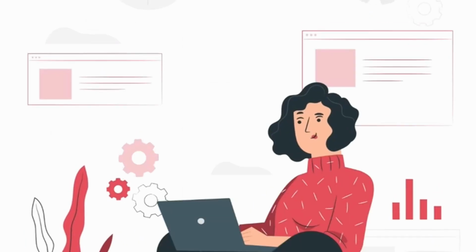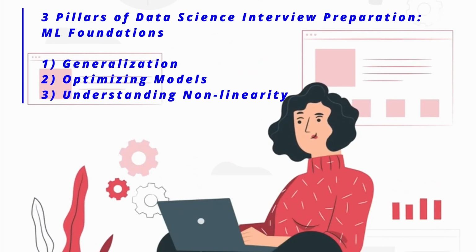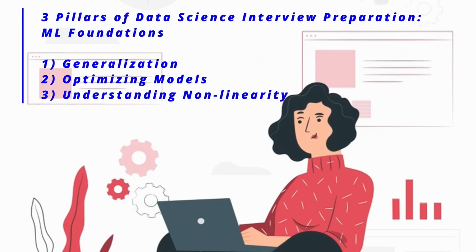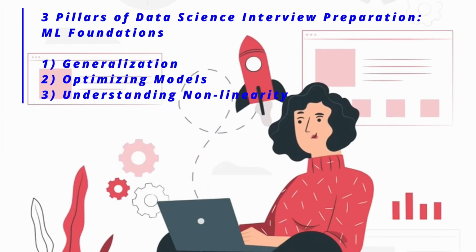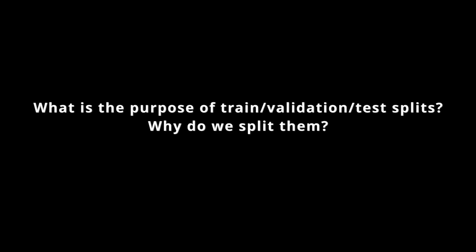Fantastic. So the three pillars: generalization through bias-variance, optimization with mini-batch GD, and nonlinearity enabling depth. That really covers the core concepts. It gives you the framework. And maybe one final thought, shifting to validation.